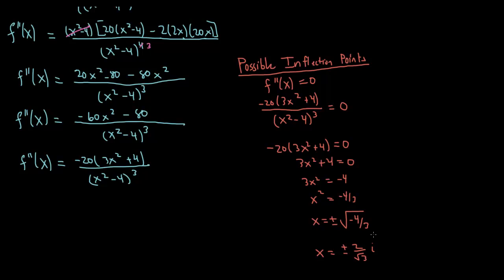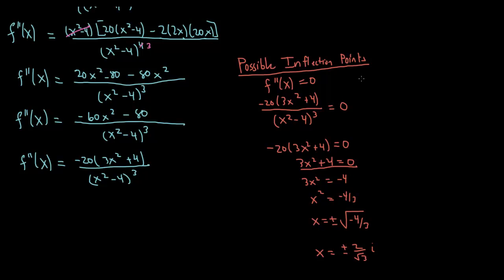Okay? But that means if there's no real solutions to this equation up here, f double prime x equals 0, that means there are no inflection points. Now, why should I recognize it at this step right here? At this step, I should recognize there's not going to be any solution because I'm taking 3 times some x squared. X squared is at the very least 0. If you square a negative number, you get a positive number. If you square a positive number, you get a positive number. If you square 0, you get 0. So at the very least, this left-hand side is 4. It can't get less than 4.